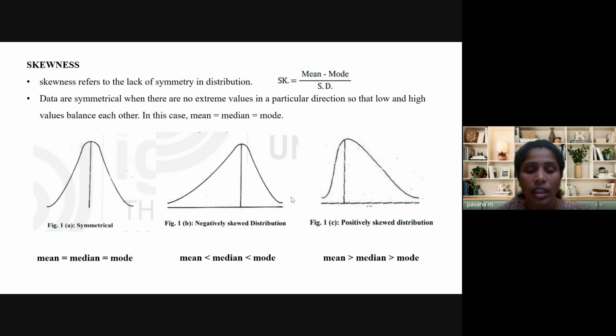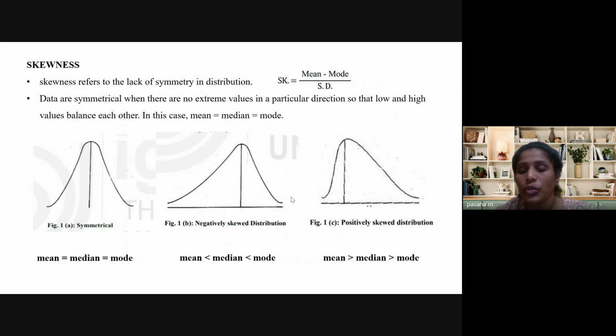And in the second diagram, negative skewness distribution. That means this particular skewness is negative. Why is it negative? Mean is less than median and median is less than mode. That's why it is shifted to the, sorry, left side. If that particular diagram is shifted to the left side, then that type of diagram is called the negative skew distribution.